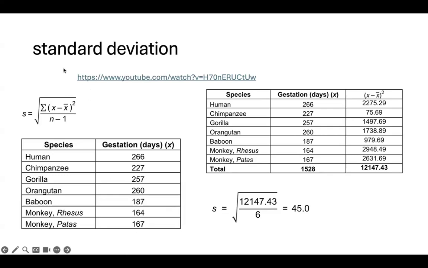The X with the line on top is the mean. So X bar means mean. Anything that has any letter with a line on top is meaning the mean.